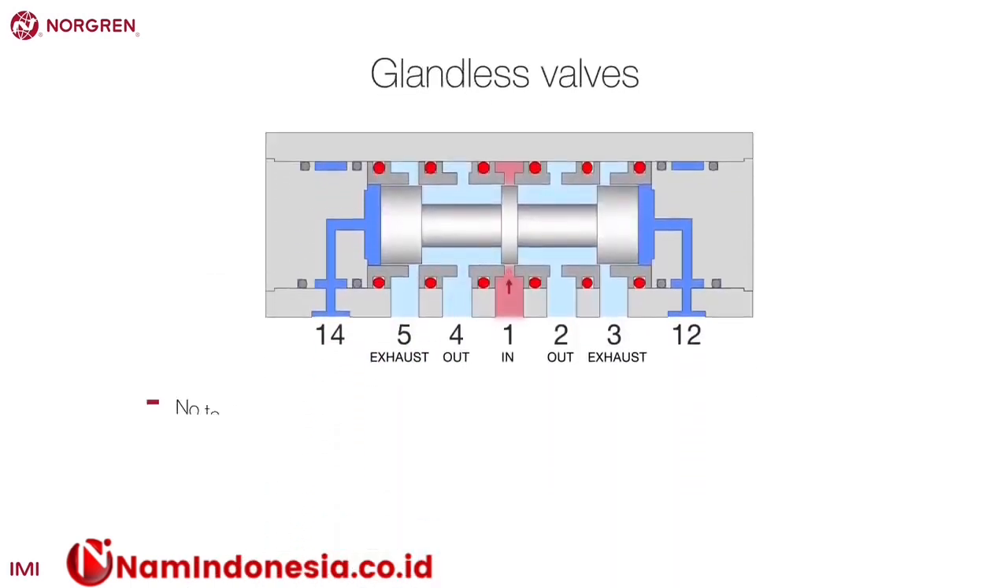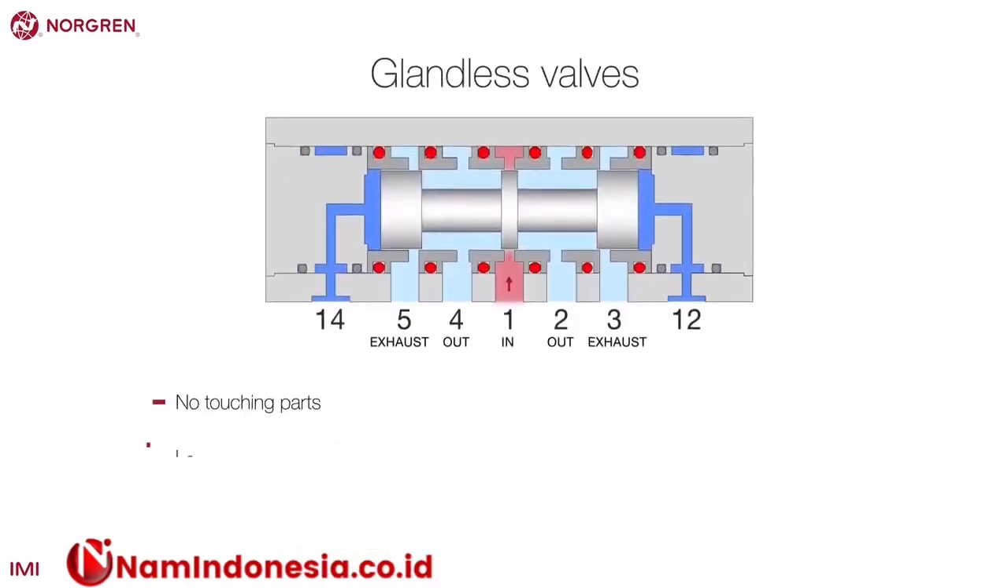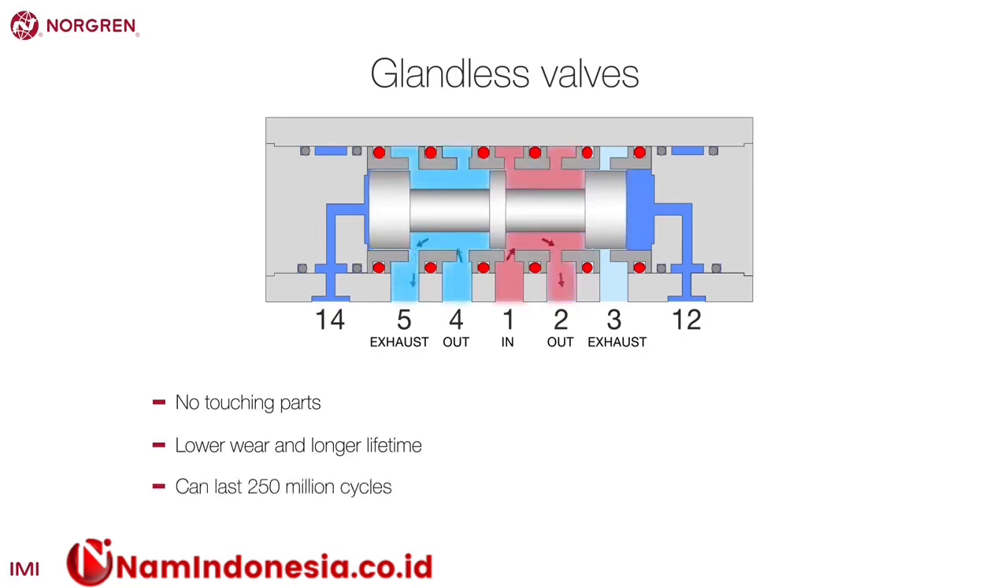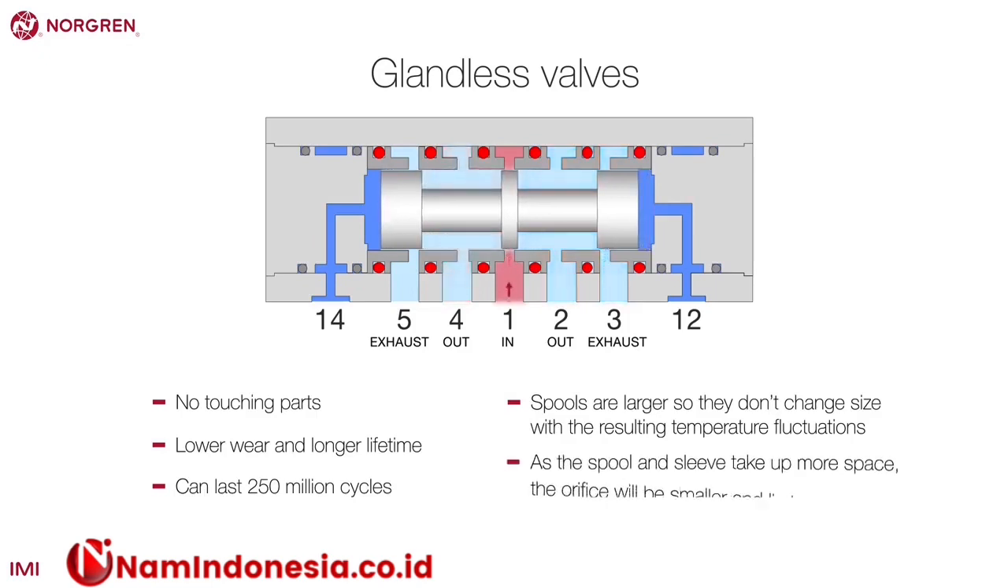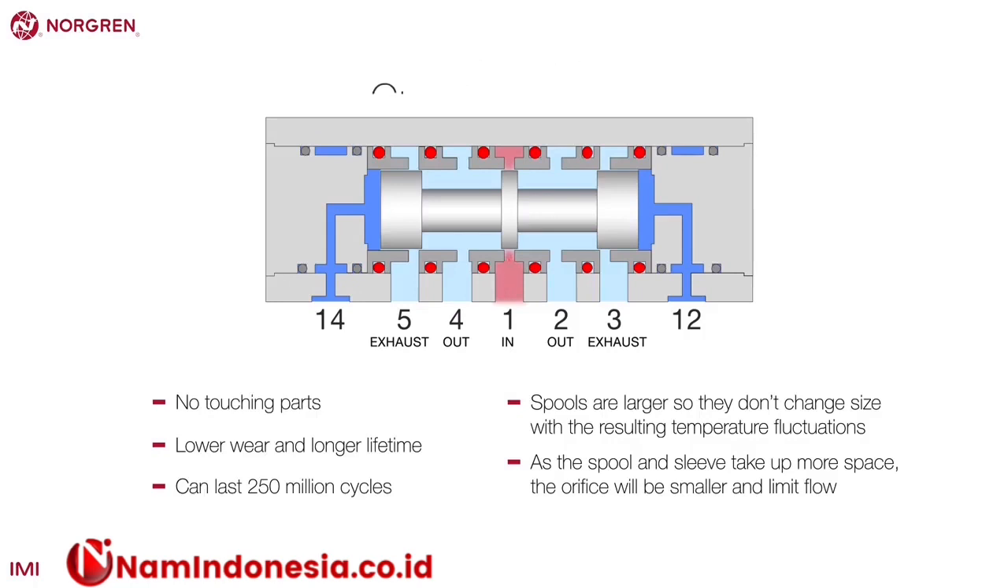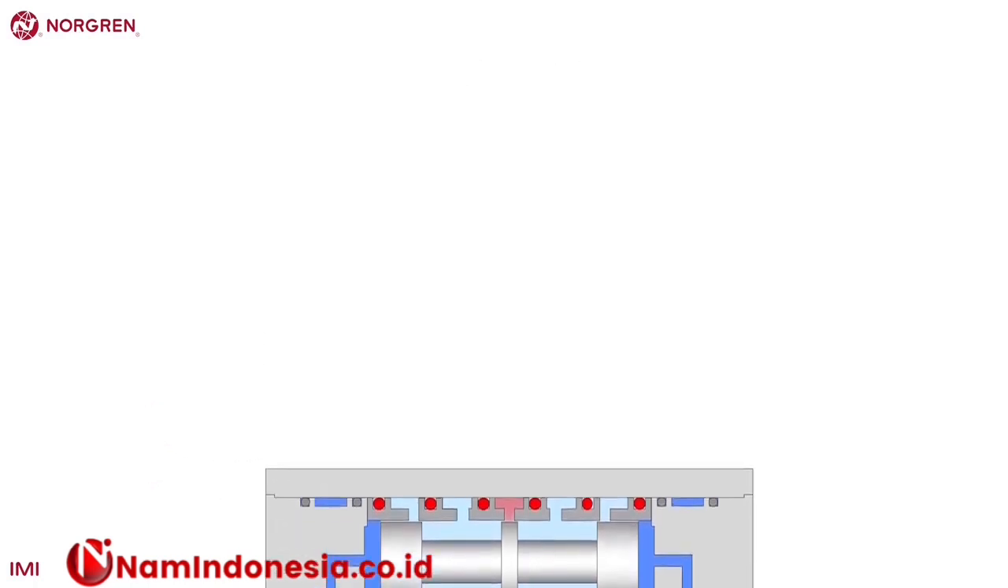Glandless valves have no touching parts, which means much lower wear and longer lifetime. Typically, a glandless valve can last 250 million cycles. Tight tolerances means the spools are larger, so they don't change size with the resulting temperature fluctuations. As the spool and sleeve take up more space, the orifice will be smaller and limit flow.